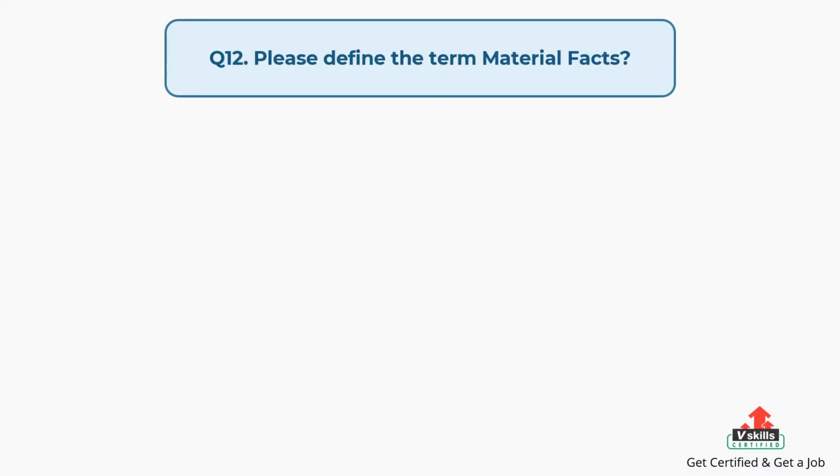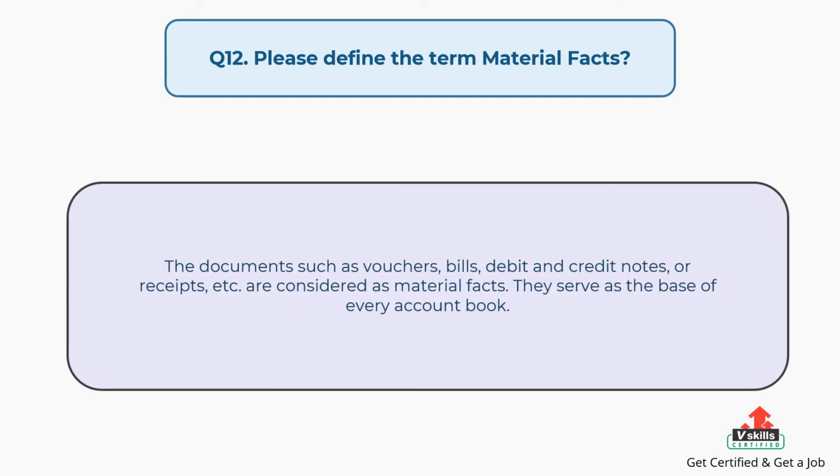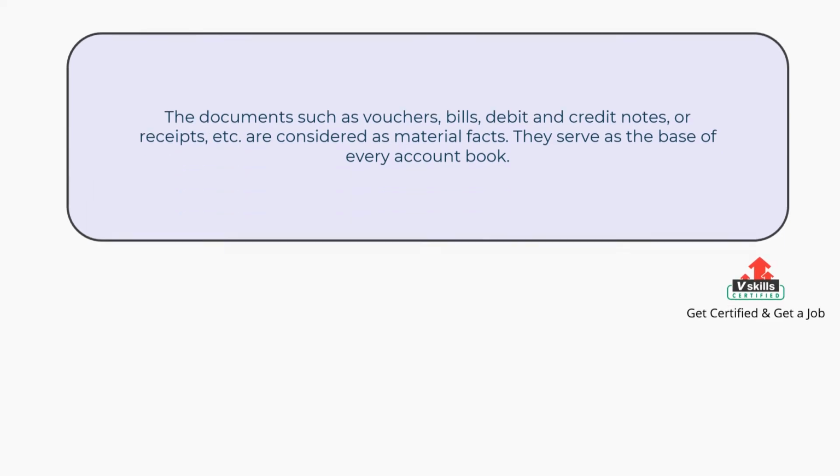Question number 12. Please define the term material facts. The answer is, the documents such as vouchers, bills, debit and credit notes, or receipts, etc. are considered as material facts. They serve as the base of every account book.